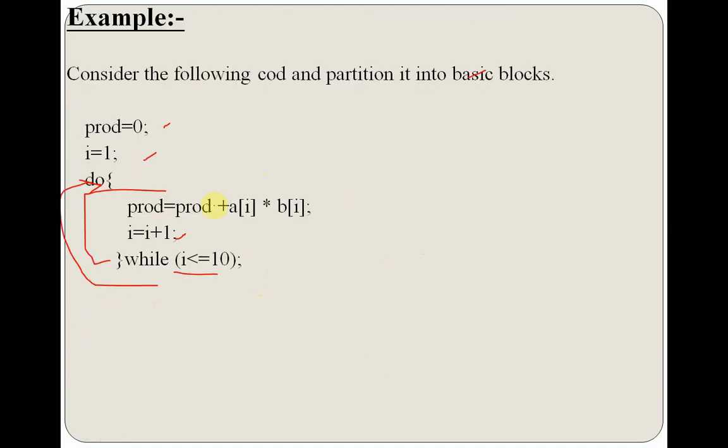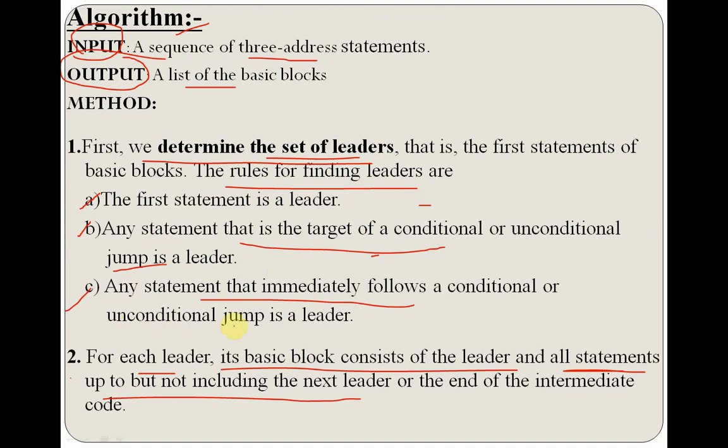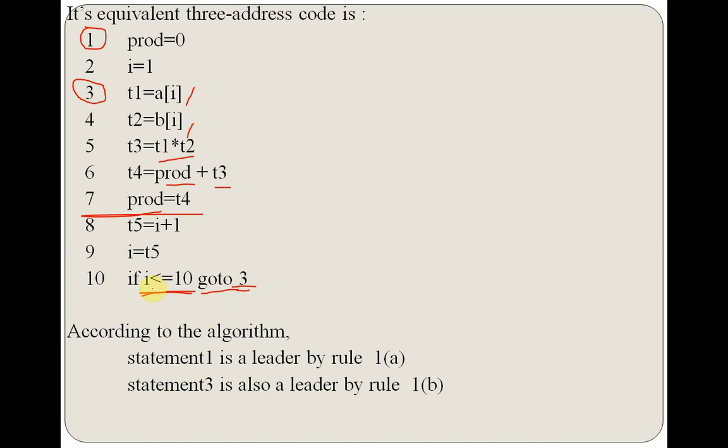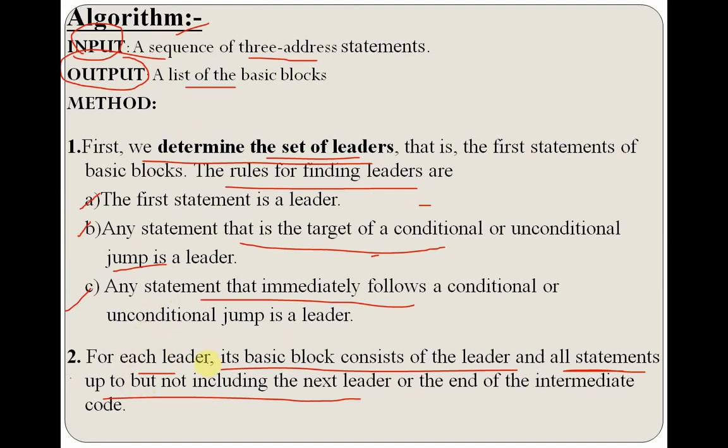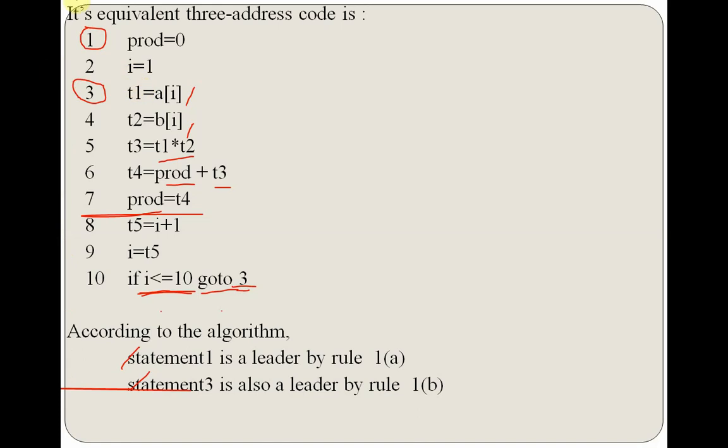Next, apply rule 1c also: any statement that immediately follows a conditional jump statement is also a leader. After this conditional jump statement, there is no instruction available here, so no more leaders. So from this code we observed that statement 1 is a leader by rule 1a, and statement 3 is a leader. See the second step: we have to make the blocks for each leader. How many leaders are available? Two leaders: statement number 1 and statement number 3. So this should be divided into two blocks.